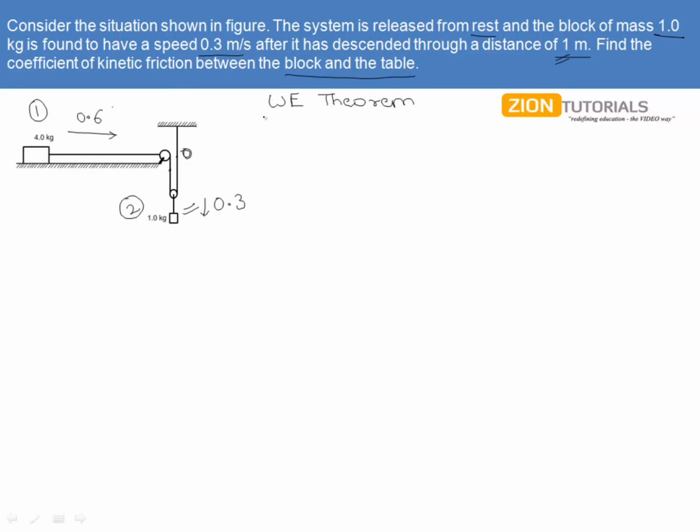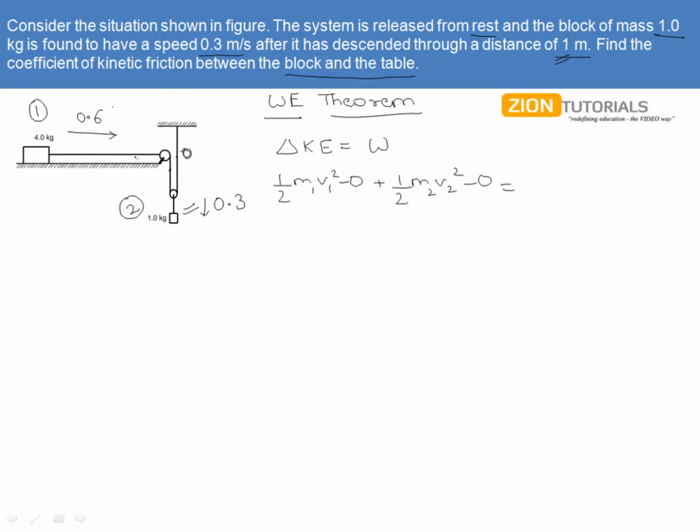You must all know that the work energy theorem says the total change in the kinetic energy of the system equals the total work done upon the system. So we can write it here as the change in kinetic energy of the first block, that is half m1 v1 square minus 0, plus for the second block half m2 v2 square minus 0, and the work done.